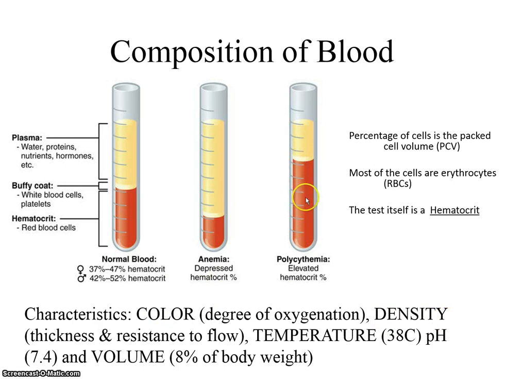And therefore it is also very close to water, which is again the majority of plasma. Temperature, as most people know, is 98.6 on average, which is about 38 degrees Celsius. The pH is between 7.35 and 7.45. And the volume, it's actually not the majority of the fluids in the body, because you have about 42 liters of fluid in the body, and blood is somewhere in the order of 5 to 6 liters.